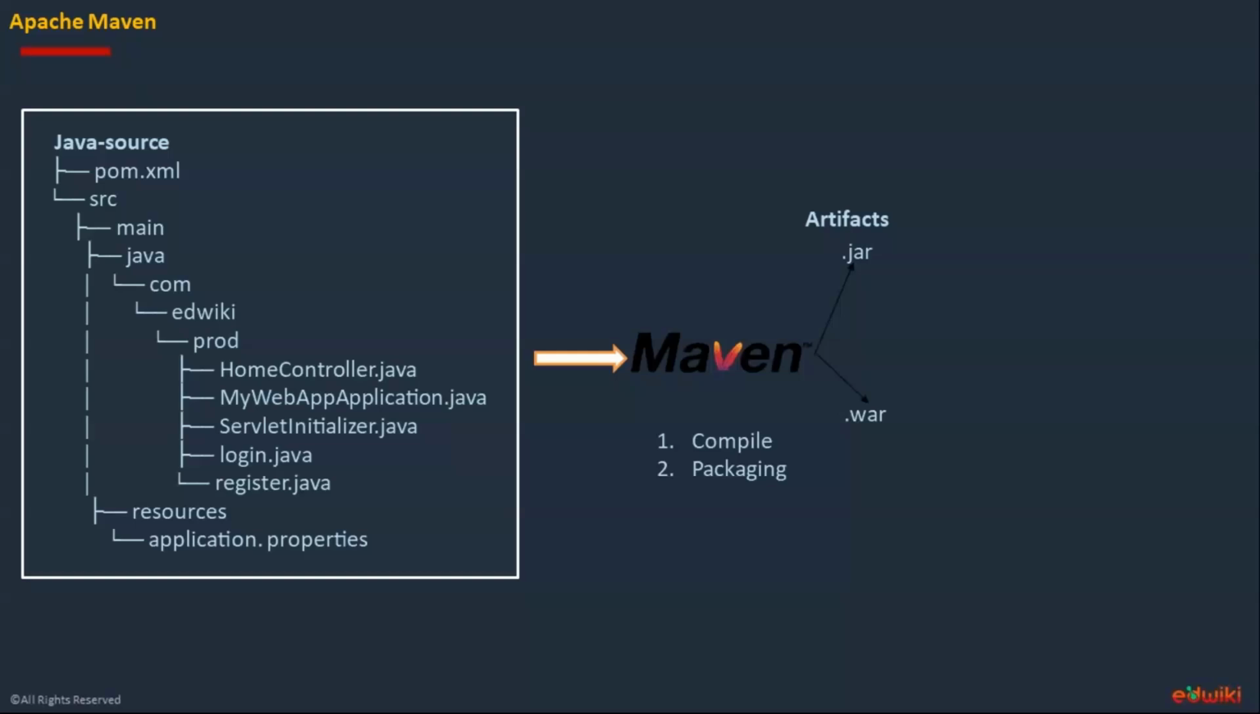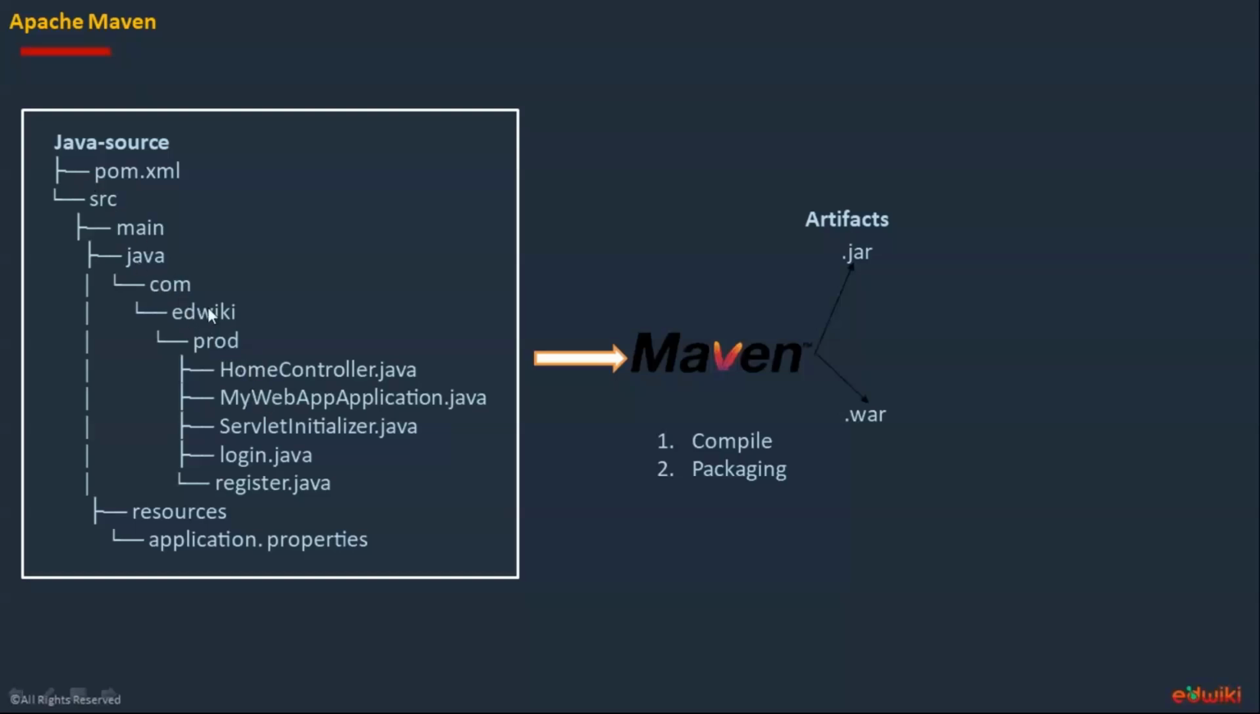Whenever you are using the Maven build tool to build your Java source code to create an artifact, Maven is expecting the code to be in a specific directory hierarchy. If you look into this slide, the actual Java source code is there in the files called HomeController.java, Login.java, Register.java. These are the actual files where the developer has written the code. But this Java code should be in a proper directory hierarchy, that is mandatory.